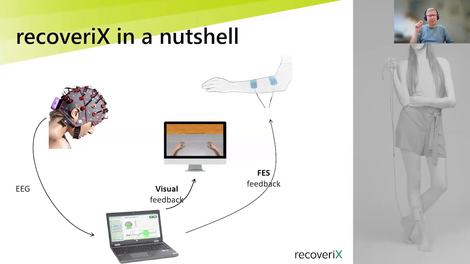So as soon as we detect correct motor imagery, we switch on the feedback devices, the visual feedback and the FES feedback. As soon as the correct motor imagery disappears, is not detected anymore, we switch off the feedback. So we have this real-time approach. And during a trial, it can go from off to on to off and on again, depending on the real-time classification.